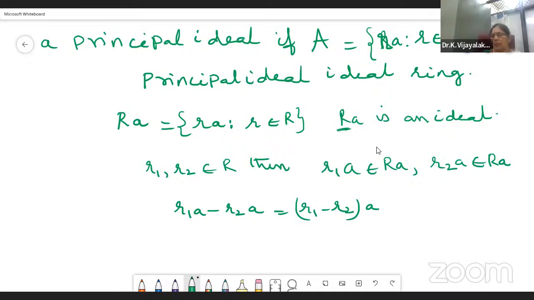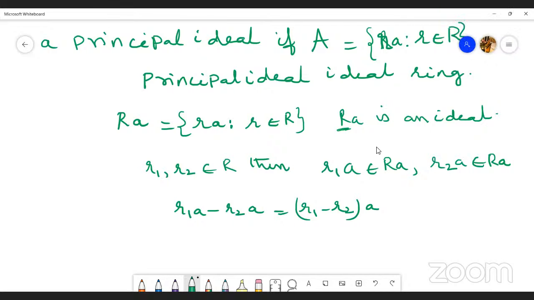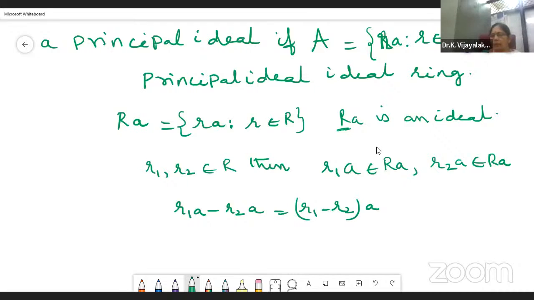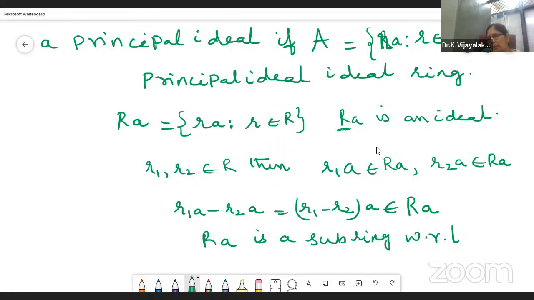Then you will have r1a minus r2a, which is (r1 minus r2) into a. Why? Because a ring satisfies the distributive property, we can say that r1a minus r2a equals (r1 minus r2) into a, which belongs to Ra. That means Ra is a subring with respect to addition.